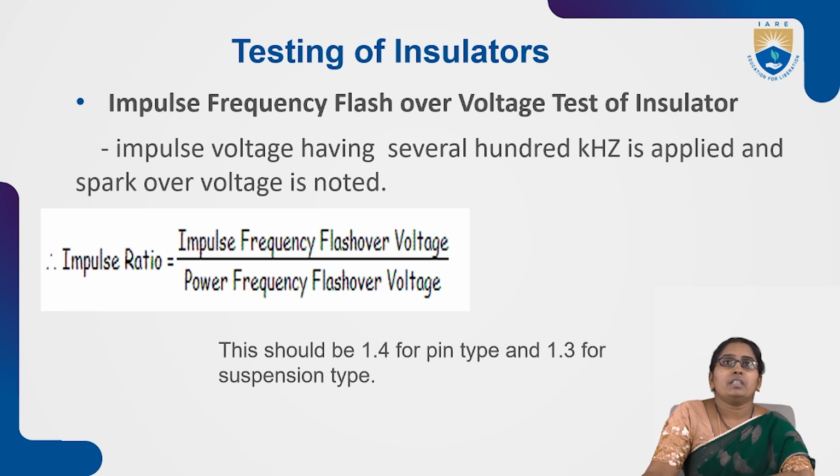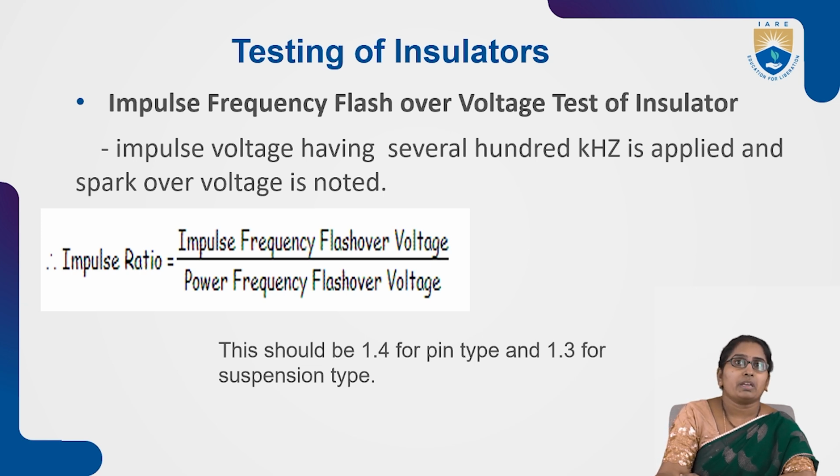Now here they define a ratio which is called impulse ratio, defined as impulse frequency flashover voltage by power frequency flashover voltage. This value is given as 1.4 for pin type insulator and 1.3 for suspension type insulator.